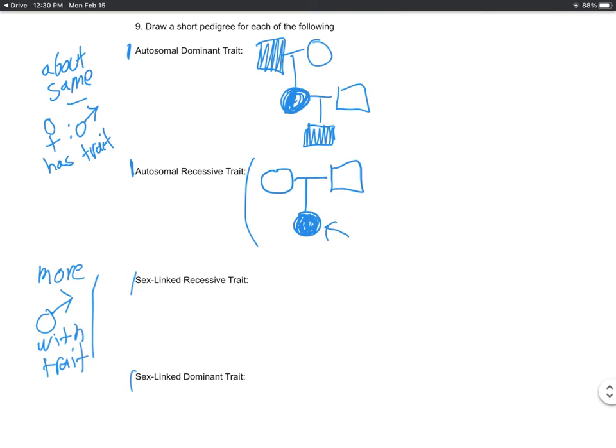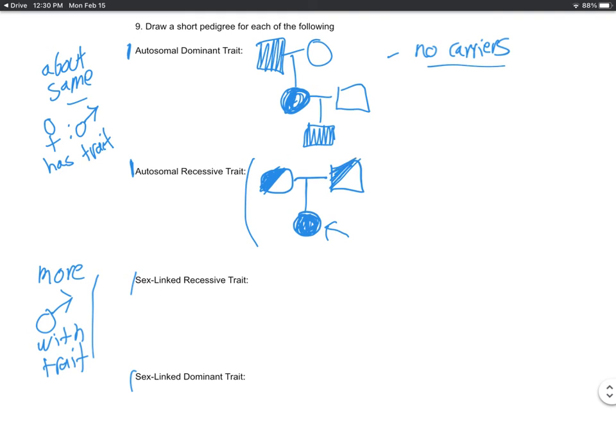We would also expect to have no carriers, so no half-shaded individuals if this is a dominant trait, because either they have the trait or they don't. But be cautious with this, because sometimes pedigrees won't show carriers half-trait shaded. It just depends on how they drew the pedigree. But you should know, if you do see the half-shaded carriers, you're not looking at an autosomal dominant trait.